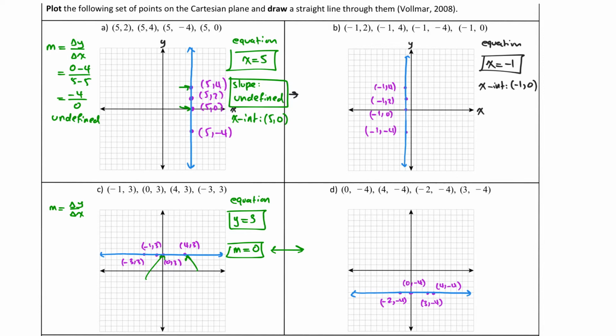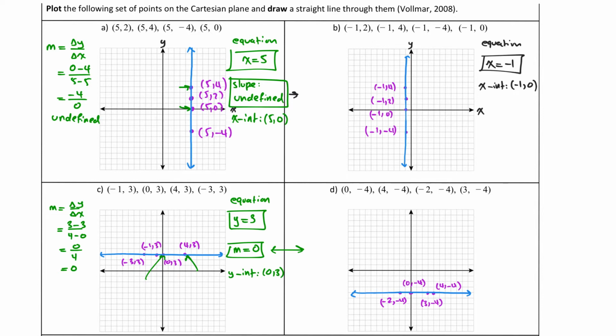Delta y is 3 minus 3, and change in x is 4 minus 0, so we get 0 over 4, and 0 over any number is equal to 0, and therefore our slope is 0. We also notice that our y-intercept, we can use this idea that y is always 3, so whenever the x coordinate is 0, y should also take a value of 3. So (0, 3) would be our y-intercept here.